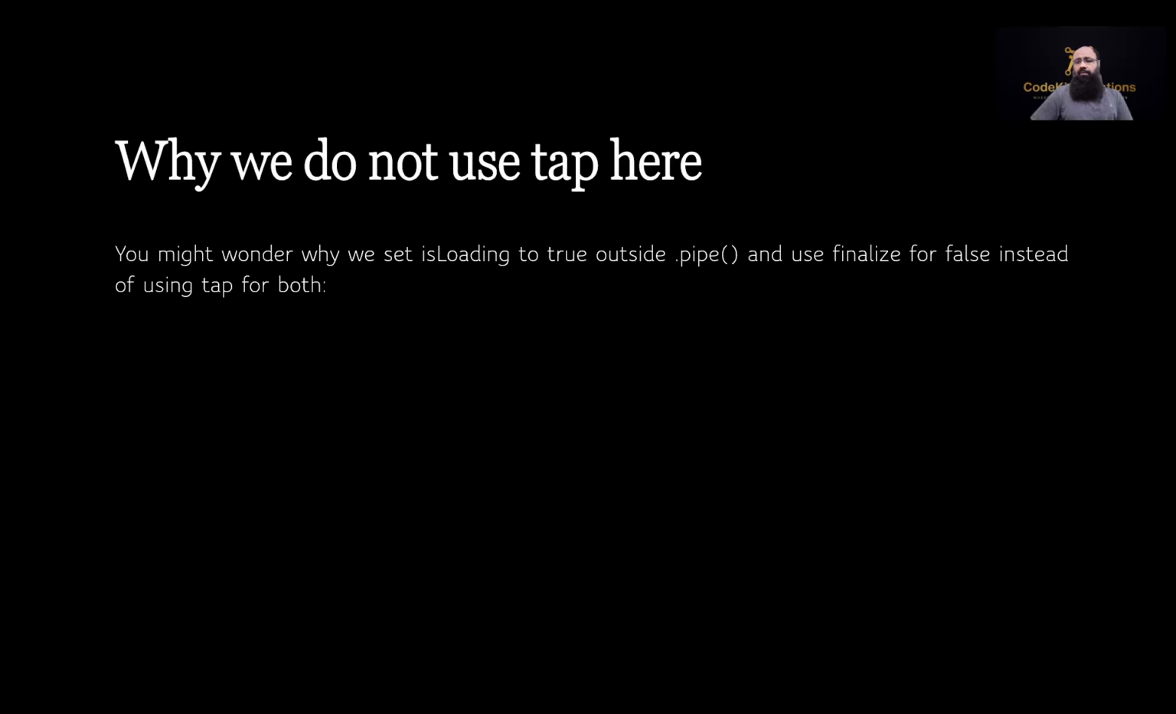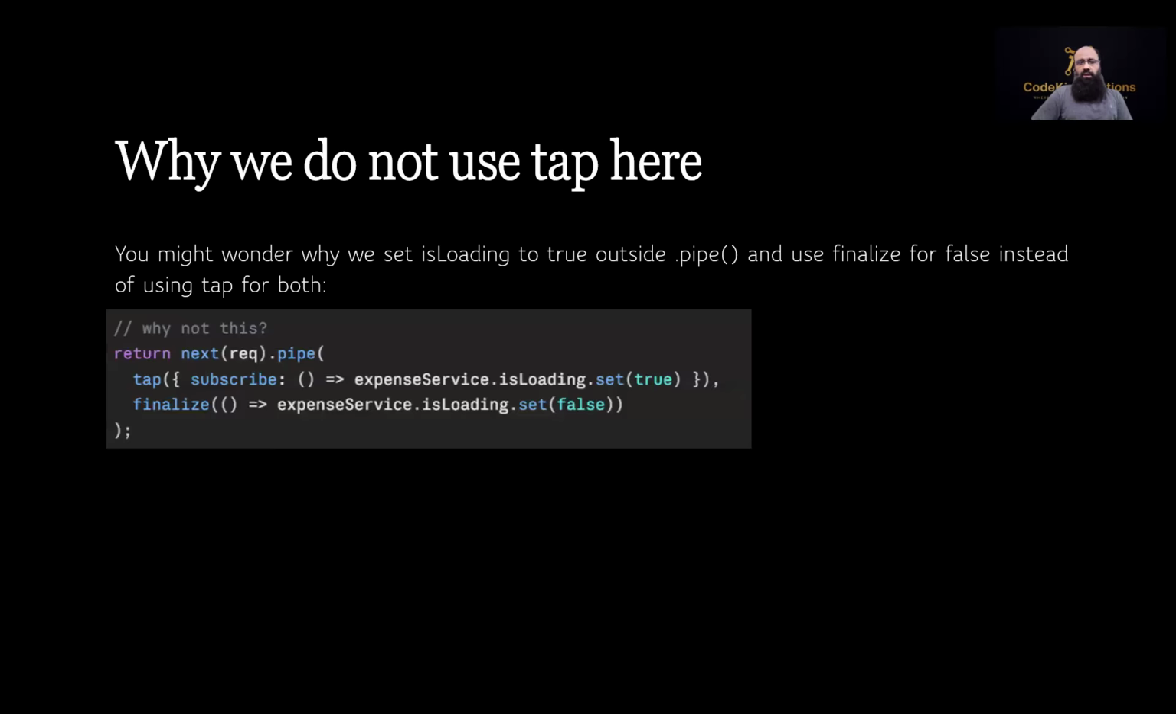And one more thing we need to look into. You might be thinking, why haven't we used tap, because previously we have used tap. Why do we set it to true outside the pipe and use finalize for false, instead of using tap for both? You can see this is one way of doing it using tap.